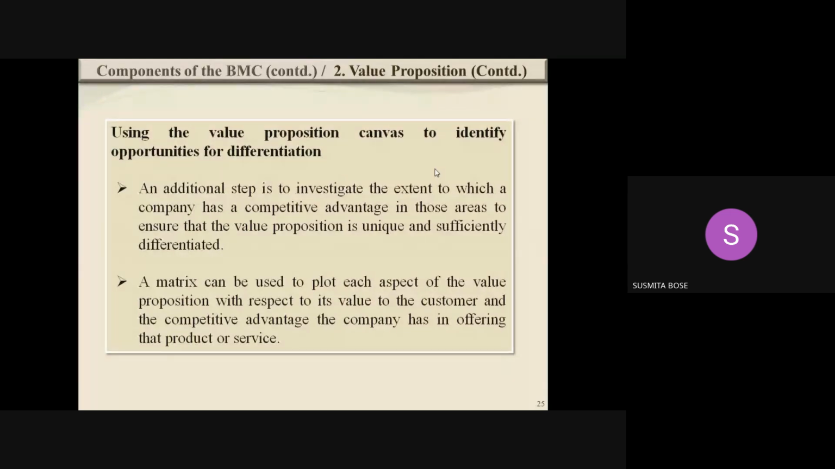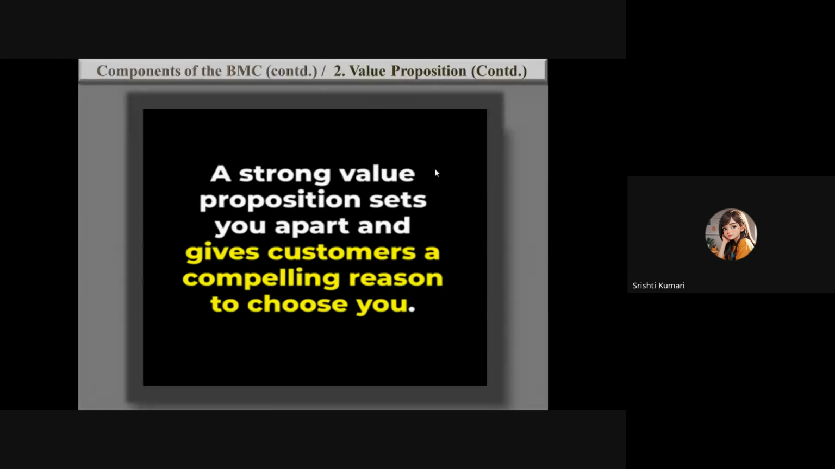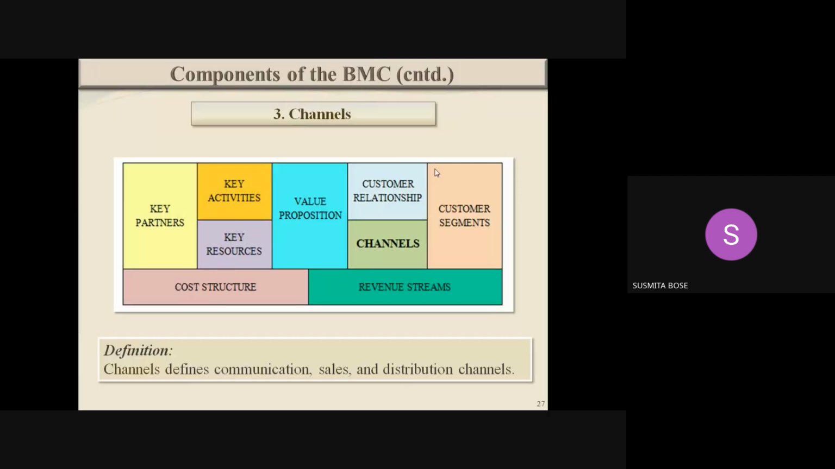An additional step is to investigate the extent to which a company has a competitive advantage in those areas to ensure that the value proposition is unique and sufficiently differentiated. A matrix can be used to plot each aspect of the value proposition with respect to its value to the customer and the competitive advantage the company has in offering that product or service. So this can be seen that a strong value proposition sets you apart and gives customers a compelling reason to choose you.